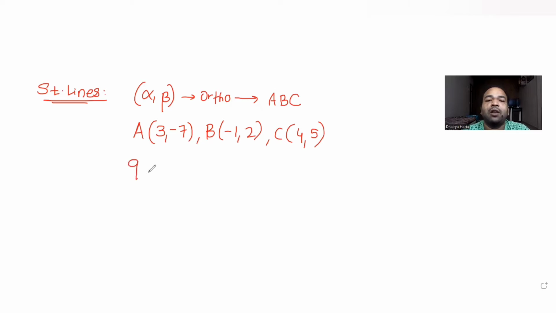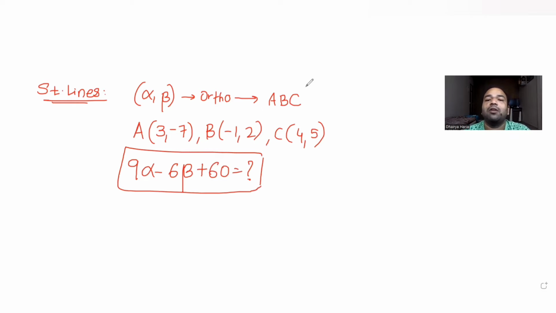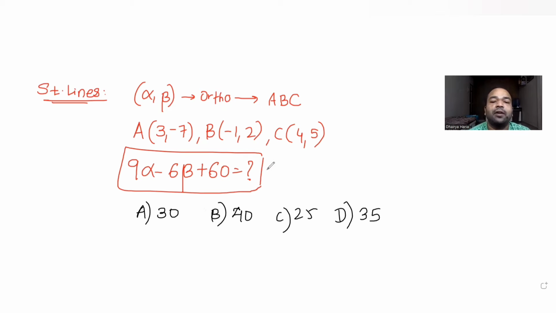We need to find the value of the expression 9 alpha minus 6 beta plus 60 is equal to what? So we have to find the value of this entire expression. There are four options given: the first option is 30, second is 40, the next is 25, and the last is 35. We need to figure out which of the four options is the correct value of this entire expression.